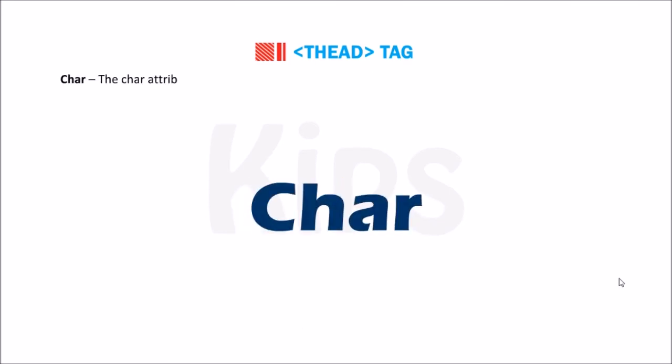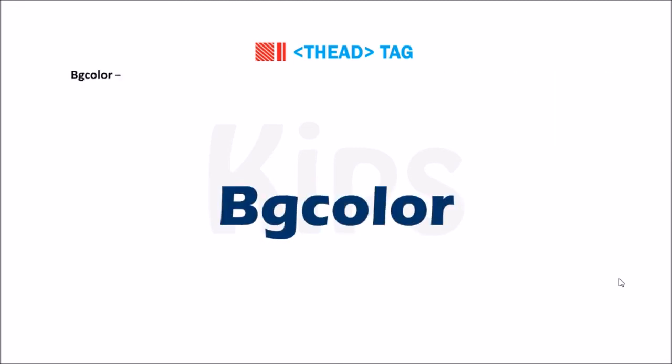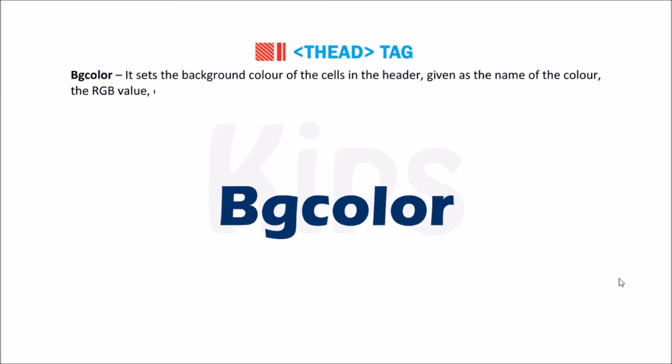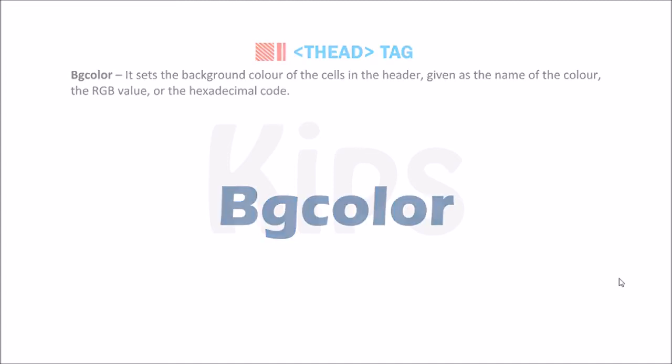Char. The char attribute specifies a character to which the content in the table header will be aligned. Bgcolor. It sets the background color of the cells in the header, given as the name of the color, the RGB value, or the hexadecimal code.